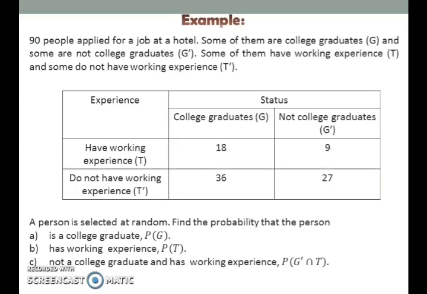A. Find the probability that the person is a college graduate, that is the probability of G. B. Find the probability that the person has working experience, that is the probability of T. And C. Find the probability that the person is not a college graduate and has working experience, that is the probability of G prime intersects T.